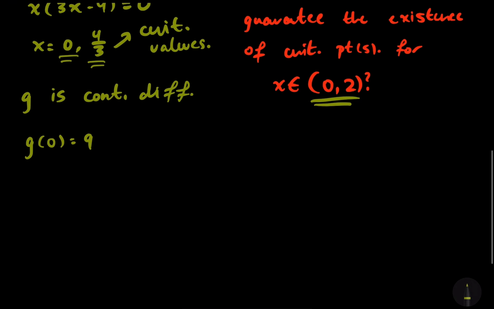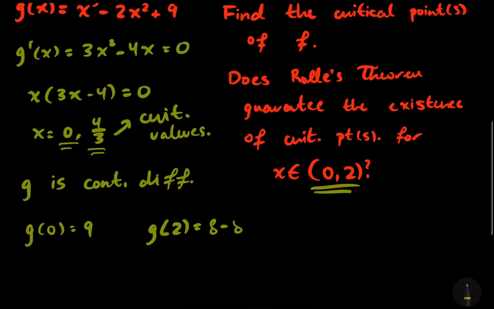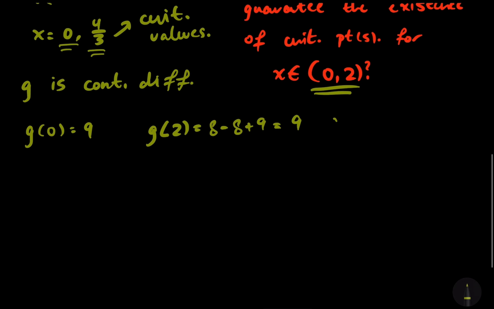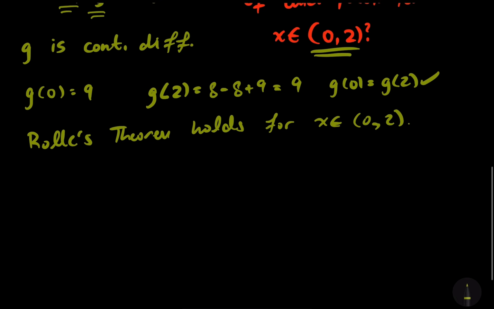As a matter of fact, 0 is one of our critical values. And then we have g of 2, so the other endpoint, which is going to be 8 minus 8 plus 9, which is indeed equal to 9. And so here we have that g of 0 is indeed equal to g of 2. And so we can state that Rolle's theorem does hold true for x as a member of 0, 2, right?